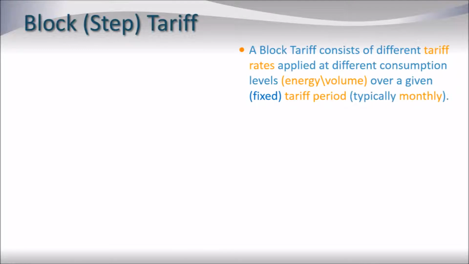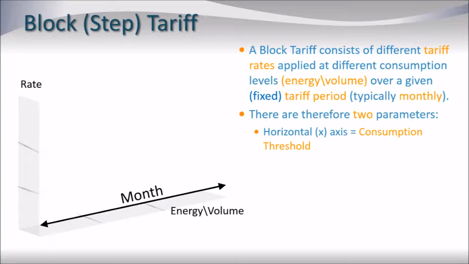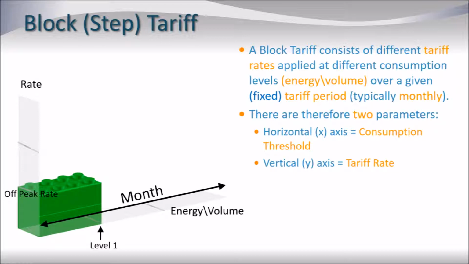The second type of tariff that we're going to look at is a block or step tariff. A block tariff consists of different tariff rates applied at different consumption levels, that's of energy or volume, over a given fixed tariff period, typically a month. There's therefore 2 parameters, the horizontal x-axis, which is the consumption threshold, and the vertical y-axis, which is the tariff rate. This is conveniently demonstrated with our Lego blocks.